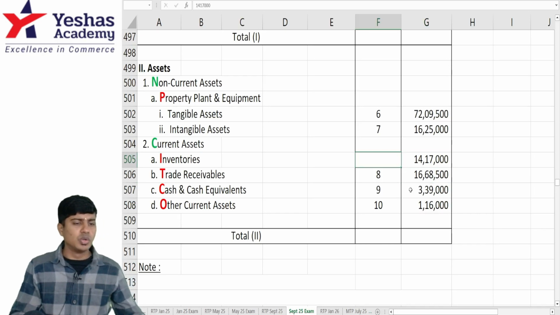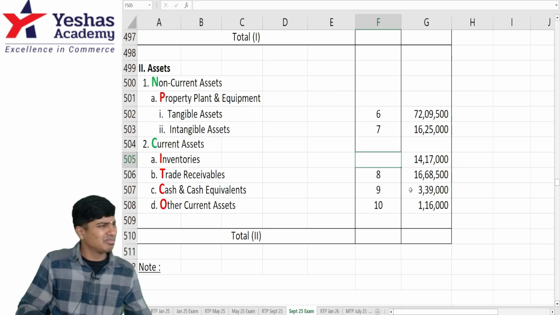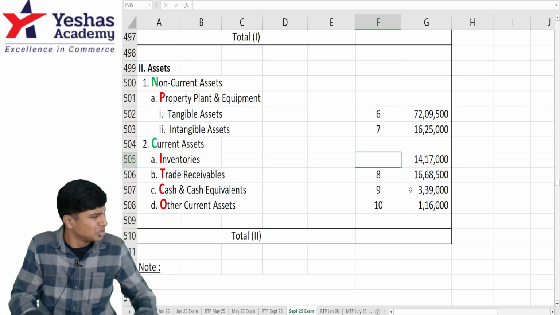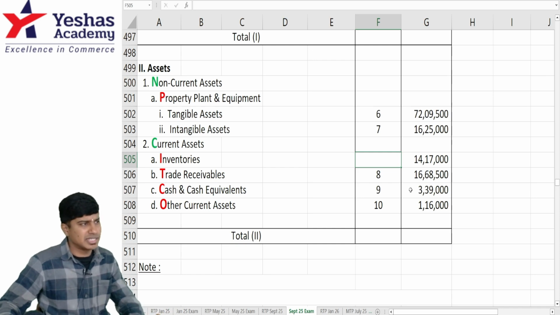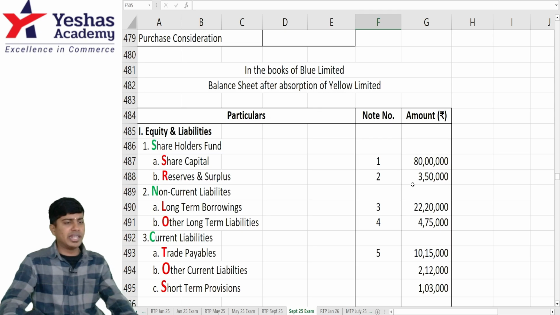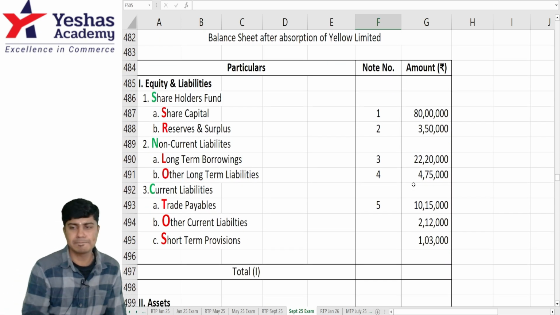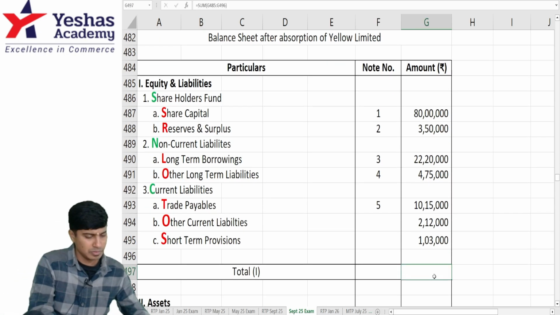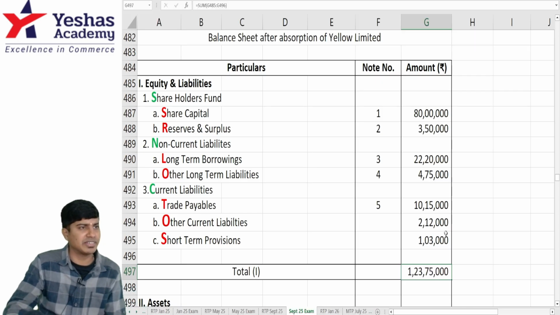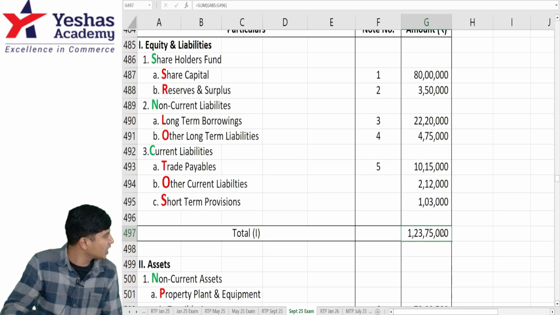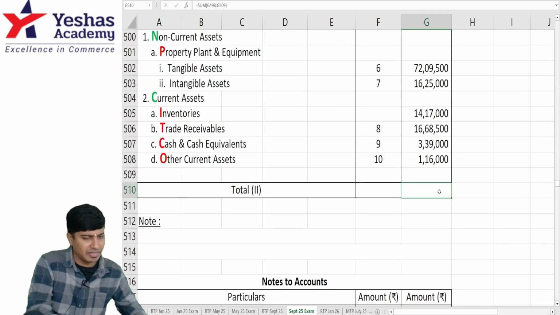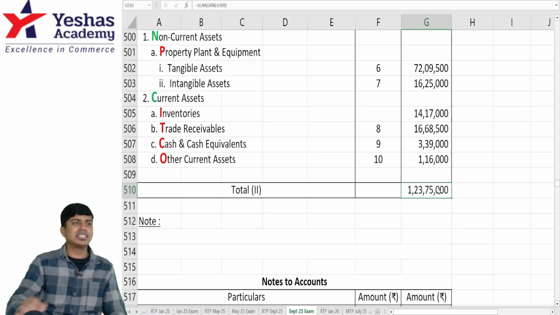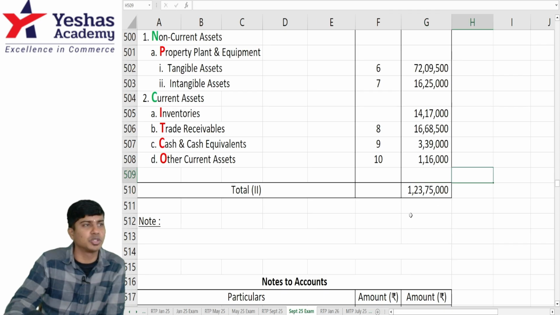I would suggest you do one note for inventory also. But if it is directly available, you need not actually write it. The moment you get confused, open notes to accounts. It would take 10 seconds at max extra. Quickly take the total on the liability side: 1 crore 23 lakh 75,000. Check it out on the asset side: 1 crore 23 lakh 75,000. This is the solution to the September 2025 question on amalgamation.